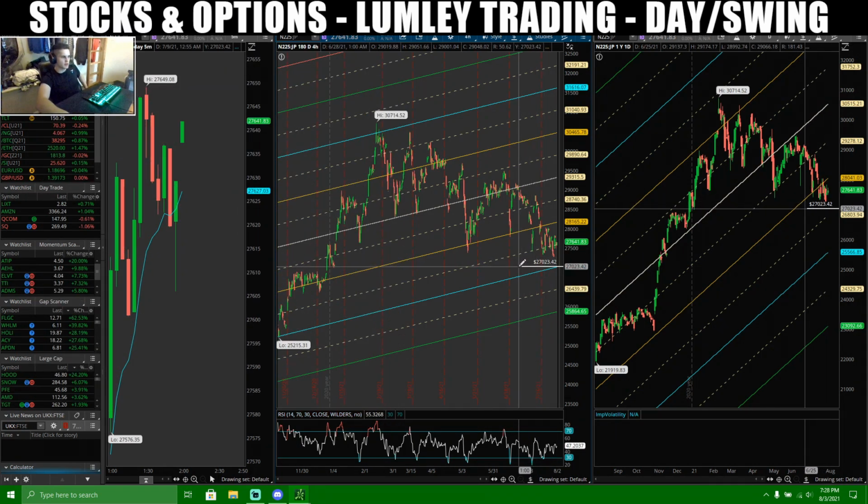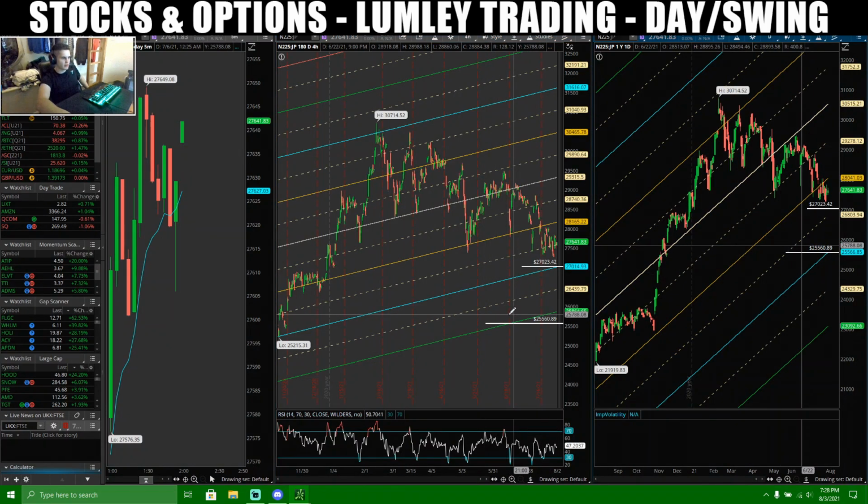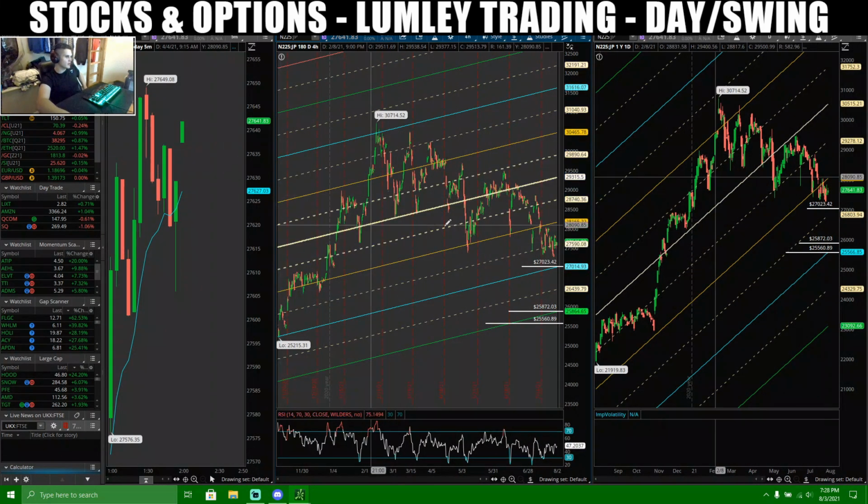So that 27,000 is kind of the key level. But if we do end up breaking through that, 25,500 and 25,900 would be the next key levels. However, I think that would be a bit optimistic to think we would get down to those levels.